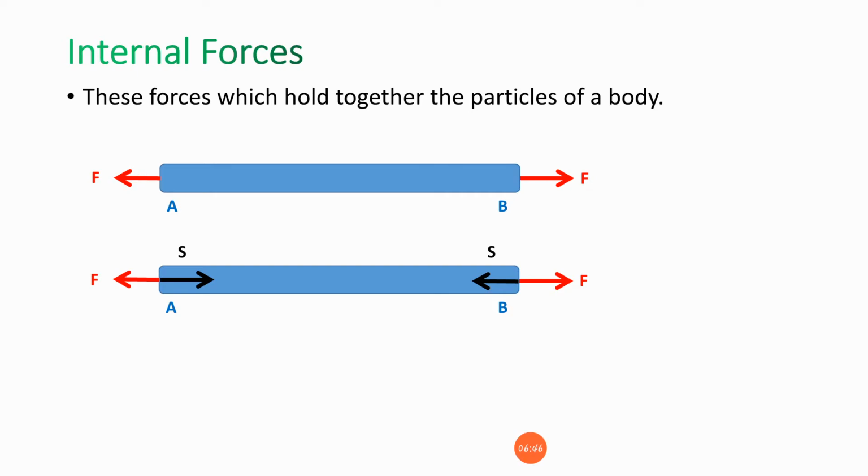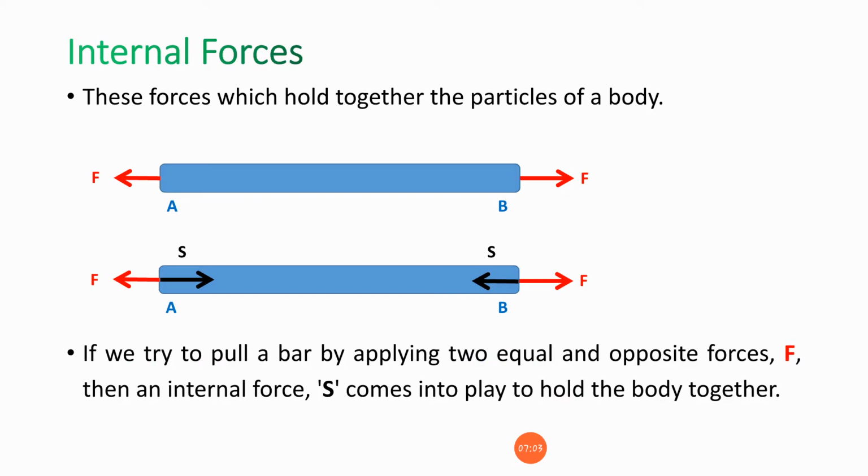So when the external force F is applied, the internal force S is also equal in magnitude but in the opposite direction. It is very clear that the external force is in the tensile direction but the internal forces are in the compressive direction. So if we try to pull the bar by applying two equal and opposite forces, then internal forces S come into play to hold the body together. This is the way we define the internal forces.